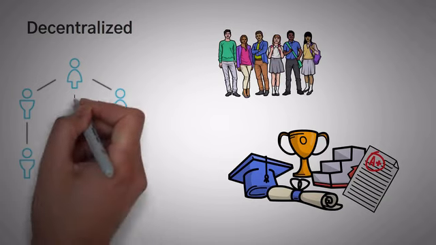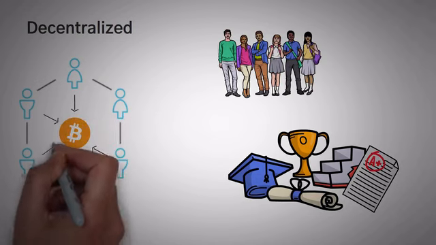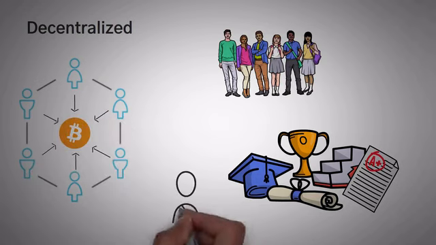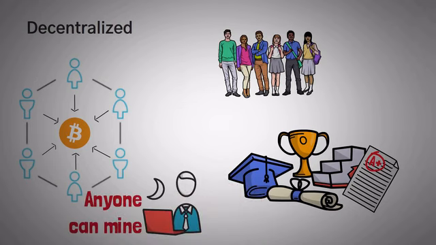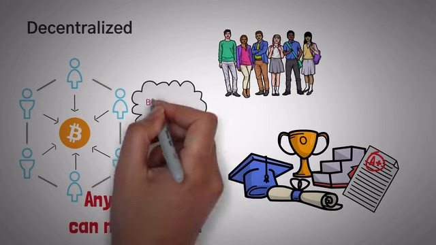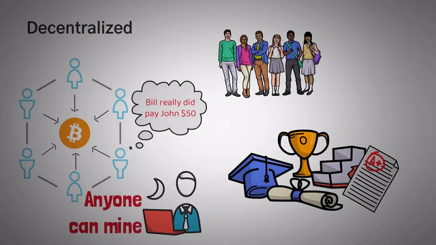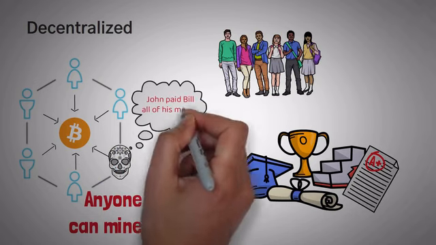Instead of one person having a list of all the Bitcoin transactions, literally anyone who wants to can have them and look at them. And not only that, because this is the important part, anyone can mine and actually vote on the blockchain. This means they can say, Bill really did pay John $50. Or they can make fake transactions and say, John paid Bill all of his money.